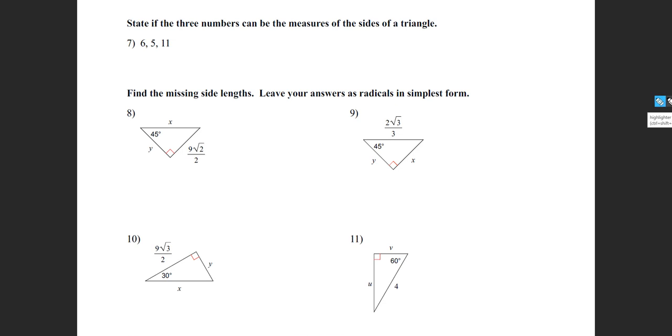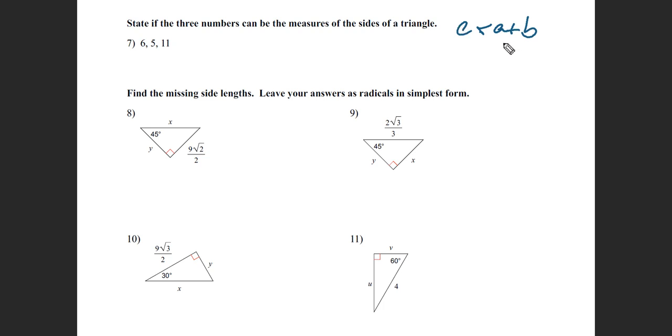All right, number 7 is not absolutely necessary in terms of the SAT, but we're going to go over it anyway. This is something that we talked about. State if 3 numbers can be the measures of the sides of a triangle. It's actually really simple. As long as C is less than A plus B, then it can form a triangle. All right, not necessarily a right triangle. It could be obtuse, acute, right, doesn't matter. As long as C is less than A plus B, then that thing can form a triangle.